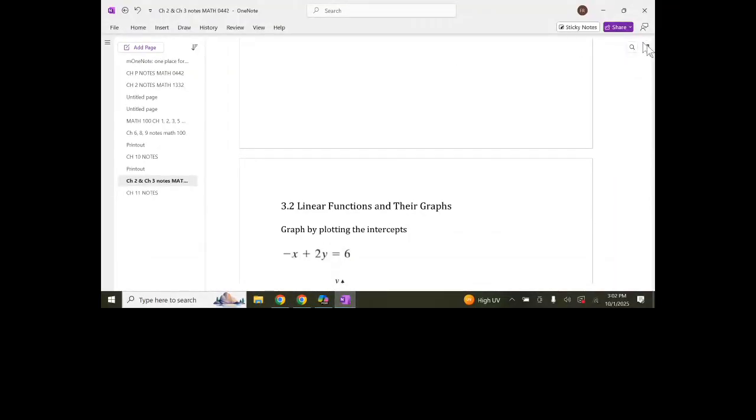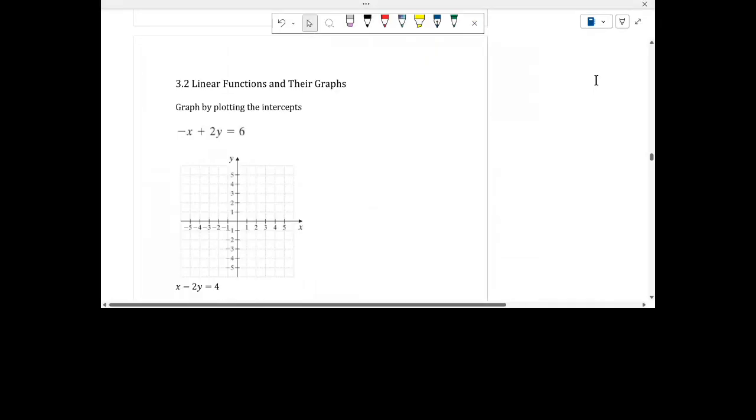Okay, so now let's do this, y'all. Okay, so y'all, 3.2 talks about this idea called linear functions and their graphs. Y'all, when we were here on Monday, we did a little bit of graphing and we would make this little table and we would plot some points. And y'all, we're going to kind of do the same thing today with 3.2.